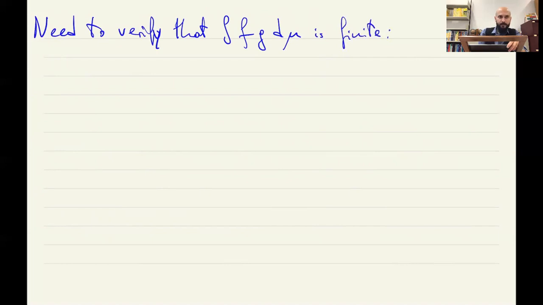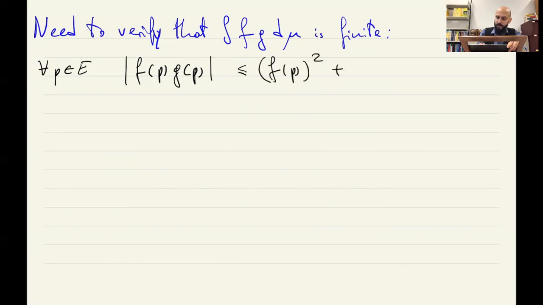Okay, so now notice one thing: if I fix a point p in E, then I can take f(p) g(p). Even in absolute value, this number is less than f(p)^2 plus g(p)^2. Okay, why is this true?